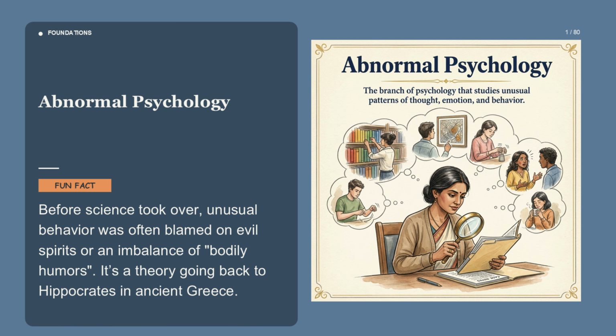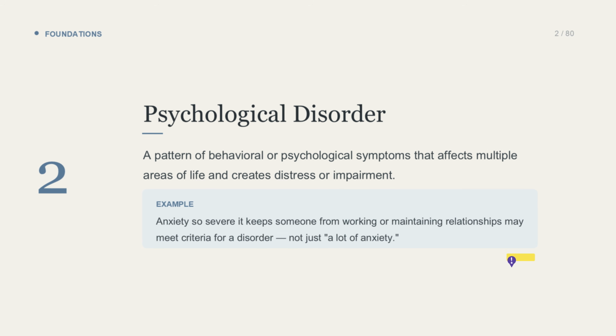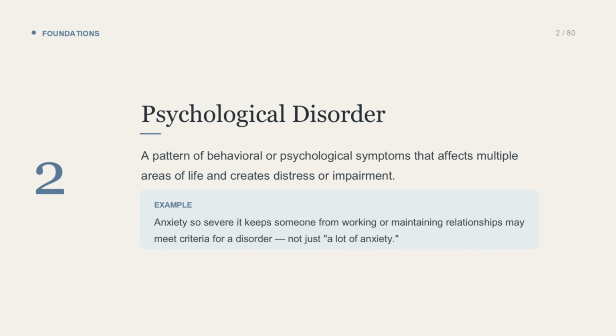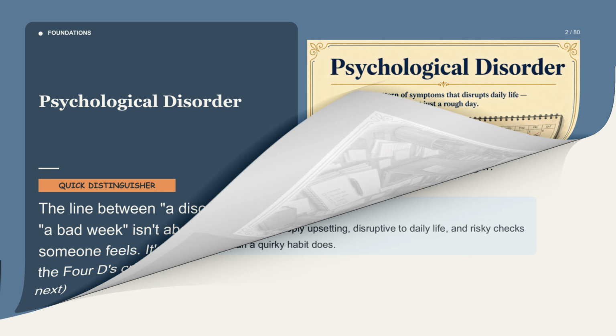For example, a researcher in this field might study why some people develop crippling anxiety in situations that don't bother most people at all. 2. Psychological disorder. A psychological disorder is a pattern of behavioral or psychological symptoms that impacts multiple areas of life and creates distress or impairment. For example, someone whose anxiety is so severe it keeps them from going to work or maintaining relationships may meet criteria for a psychological disorder, not just having a lot of anxiety.